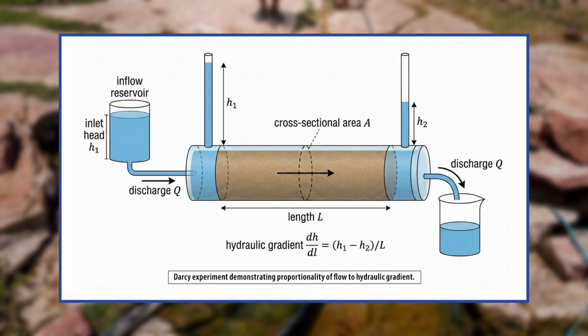Darcy's law uses hydraulic conductivity to relate flow rate to the hydraulic gradient, which is denoted by dH by dL, and cross-sectional area, denoted by A. Q is equal to minus K A dH by dL.